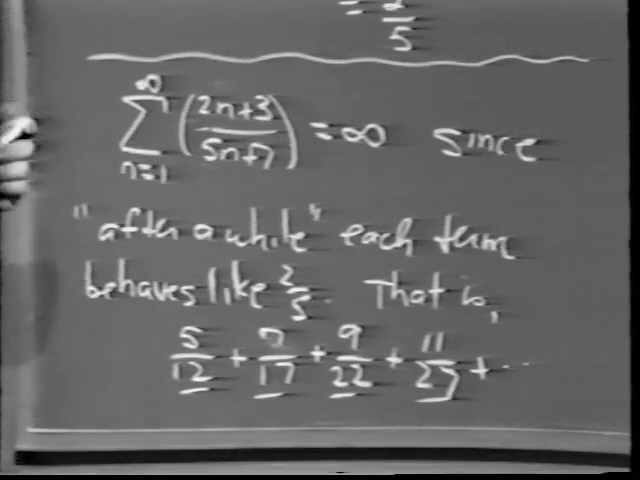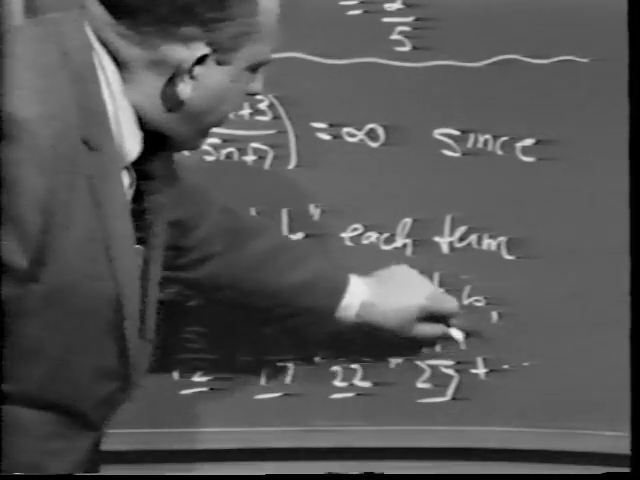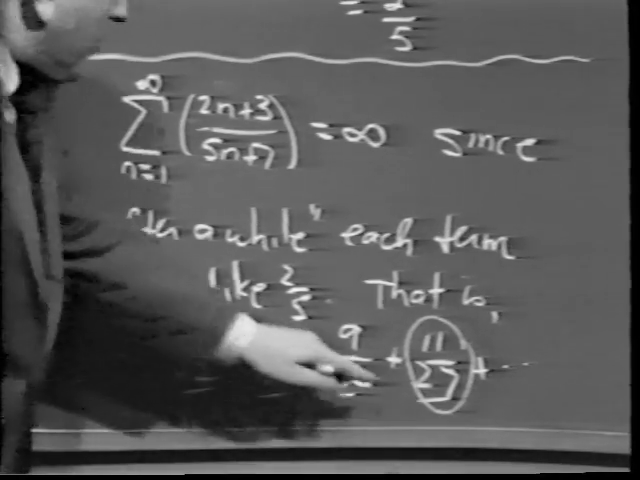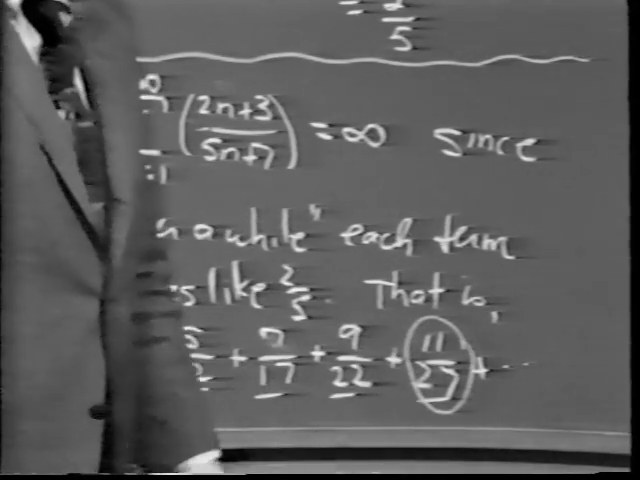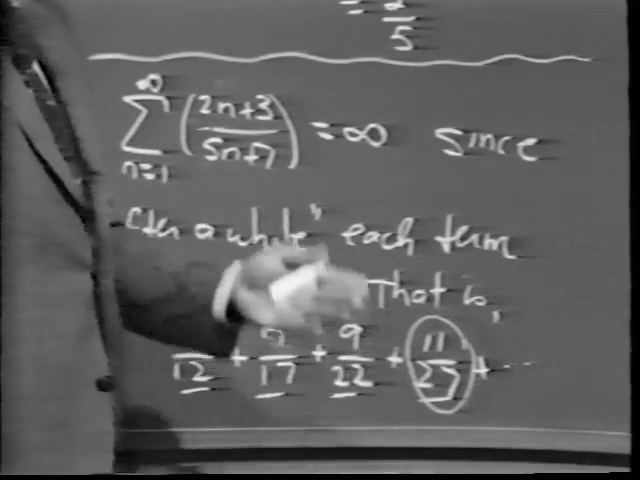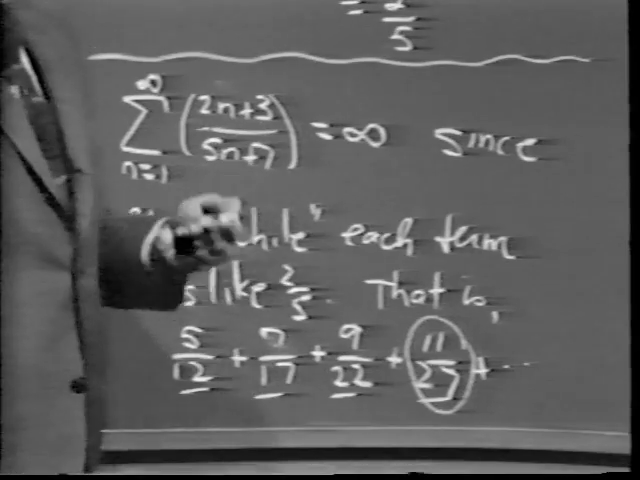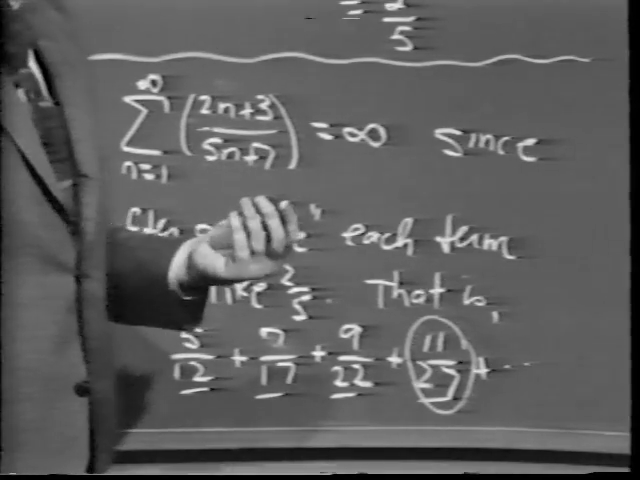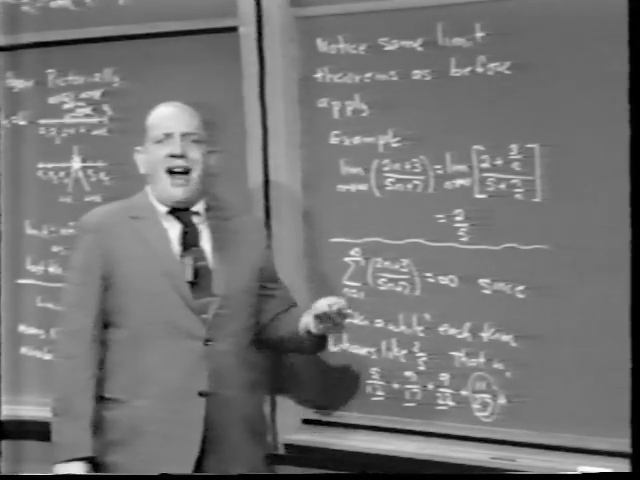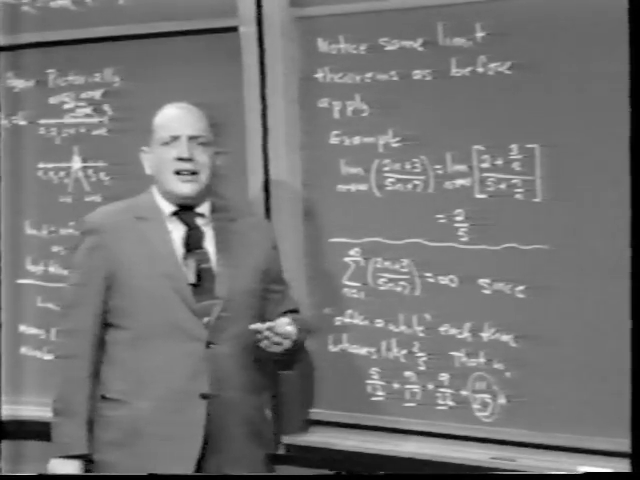The thing whose limit was 2/5 was the sequence of terms themselves. In other words, what we're saying is that after a certain point, every one of these terms behaves like 2/5. And what you're saying is, look, after a point, what you're essentially doing is adding on 2/5 every time you add on another term. And therefore, this sum can get as large as you want just by adding on enough terms.